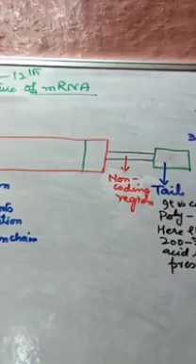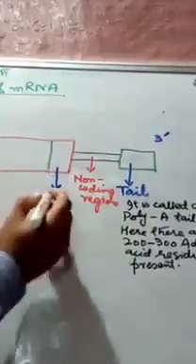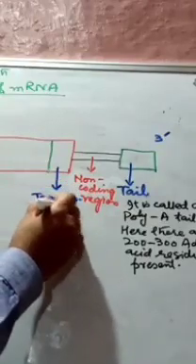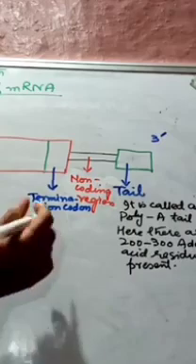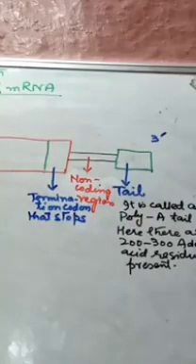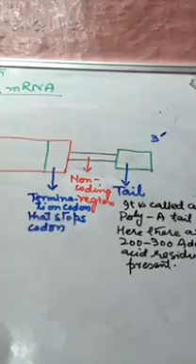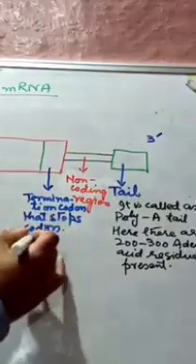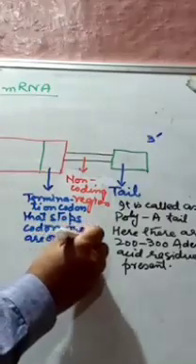Now this part: initiation codon, and what is this? The terminating codon. Here the codon ends. There are 3 termination codons, the codons that stop or terminate, and they are of 3 types.